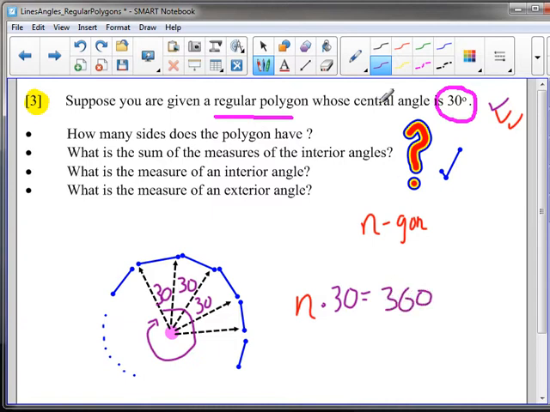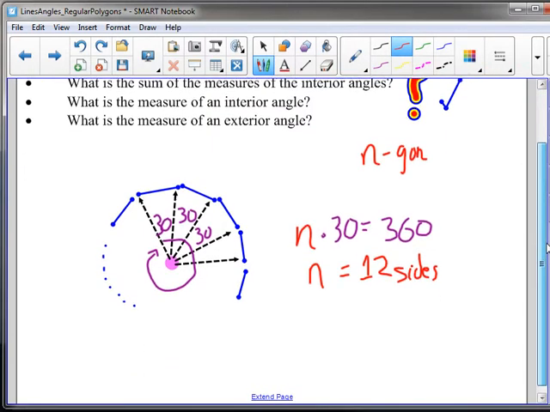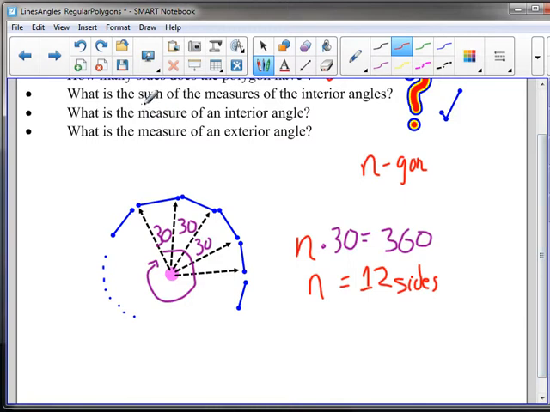So all of a sudden we've gone from the key thing that we wanted. We know the central angle is 30 degrees, and now we know that there's 12 sides. And the reason we know that is because all those central angles have to add up to 360. So here's what happens next. The minute that we know that there's 12 sides, well, immediately we know the sum of the measures. That's the next thing. The sum of the measures has to be n minus 2. We learned that in class.